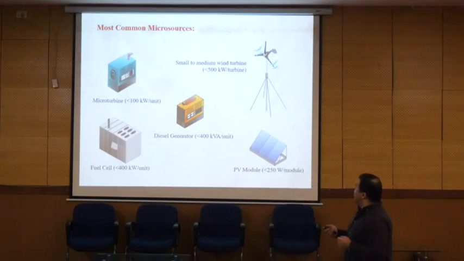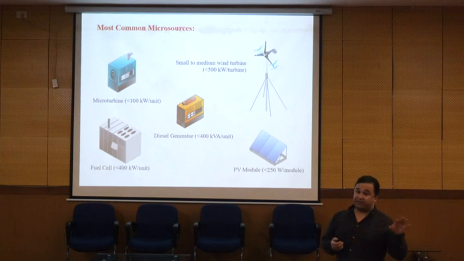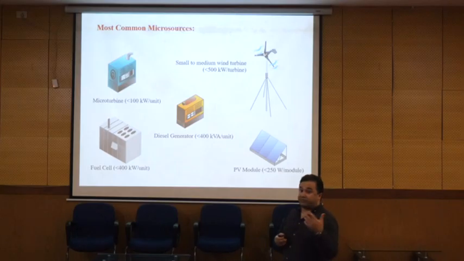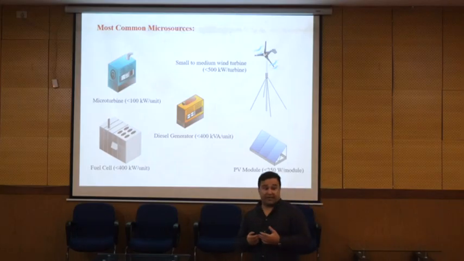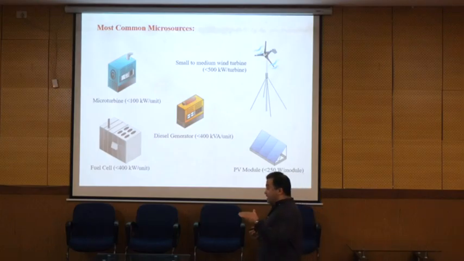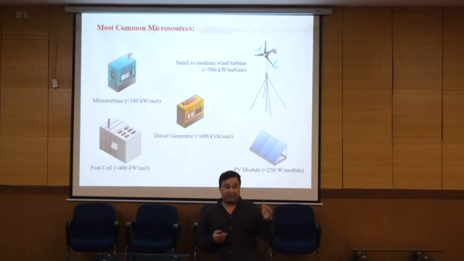But this is just a sample of DG sources. For example, the micro turbine is one of them that can provide power less than 100 kilowatt. It doesn't mean only this one. For example, here the fuel cell is mentioned as less than 400 kilowatt, but the price of the fuel cell is very high, so you should pay lots of money for this size of fuel cell. Diesel generator can provide in the range of 1 kilowatt up to 10 megawatt that is considered as DG sources.